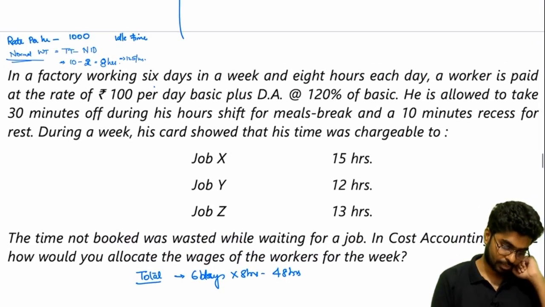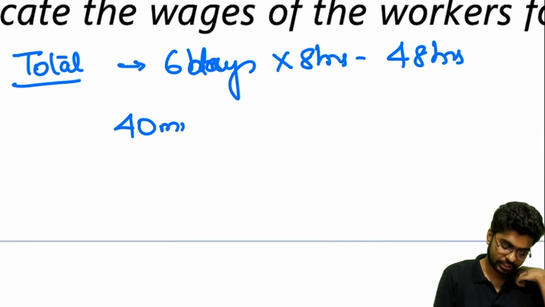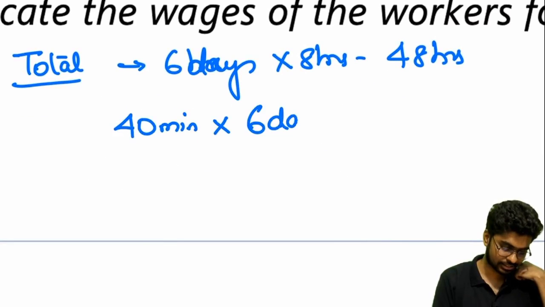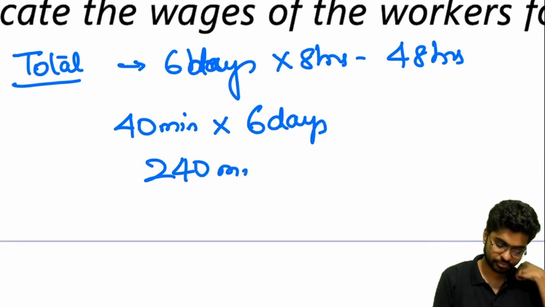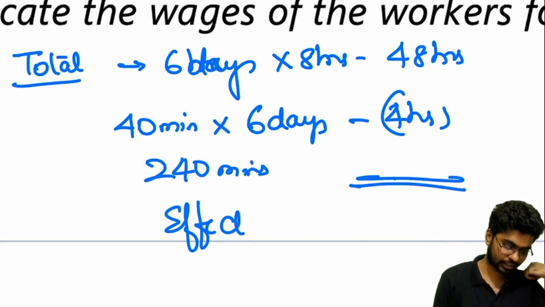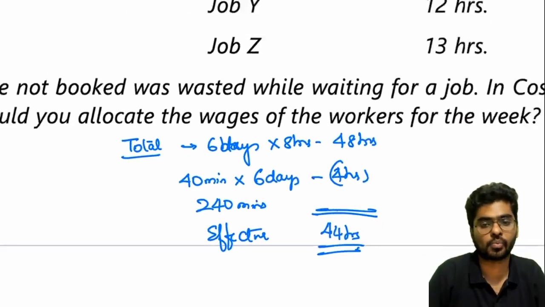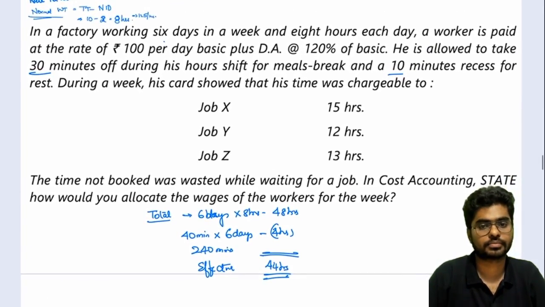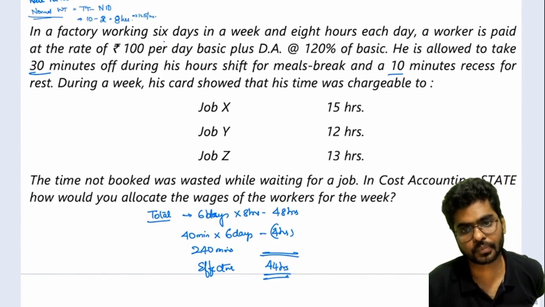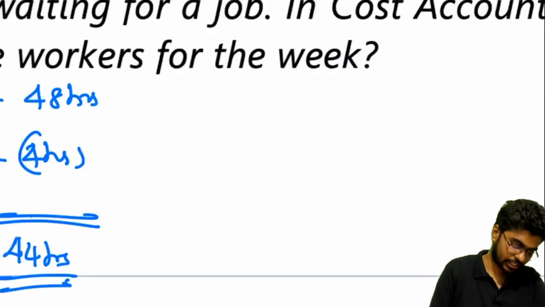In a day he is given a break of how much? 30 plus 10, that is 40 minutes break every day for 6 days, that is 240 minutes, which is equal to 4 hours, which is normal idle time. So the effective time worked, can I say, is 44 hours? Anyone, any doubt till now? Done? Now see the next part.